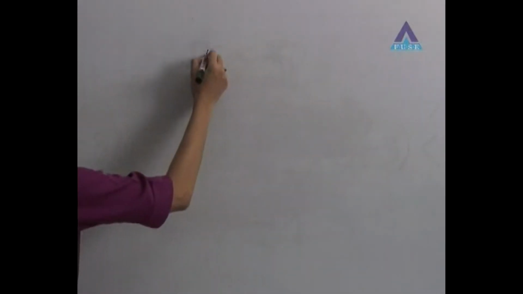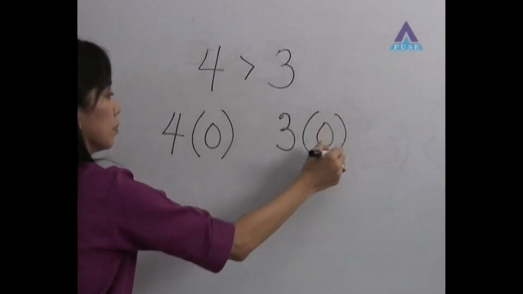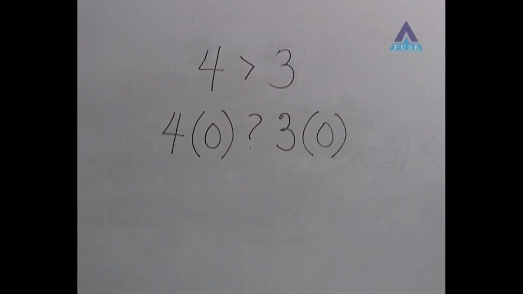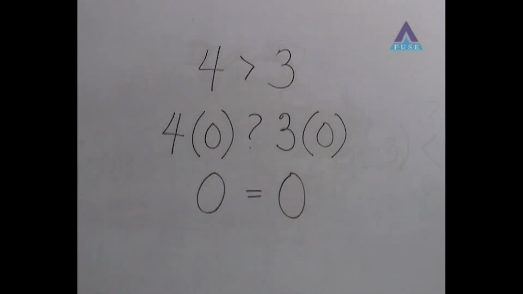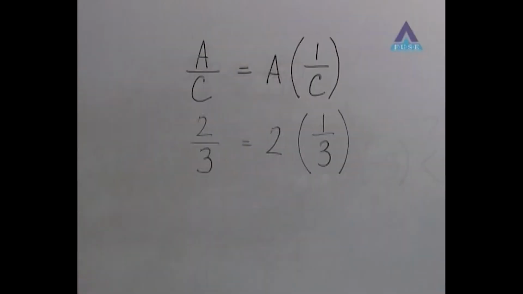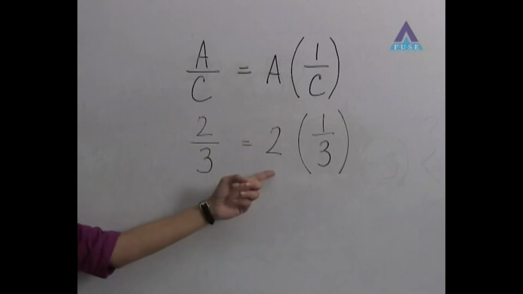Ma'am, why should c not be equal to 0? Let's see. Let's consider the inequality 4 is greater than 3. If we multiply both sides of the inequality by 0, what will happen? Oh, I see. Both sides will become 0, so it won't be an inequality anymore. That's right.